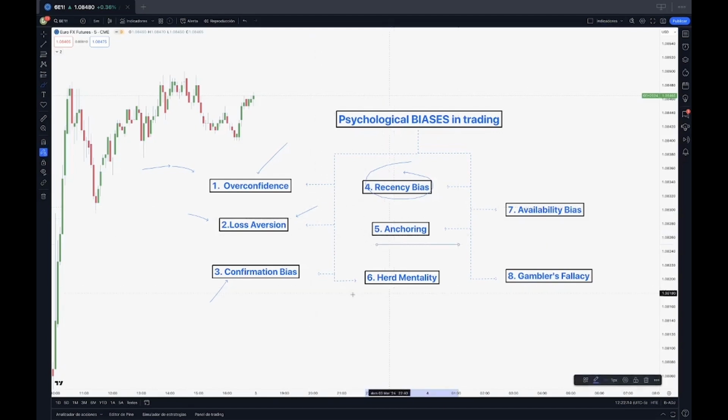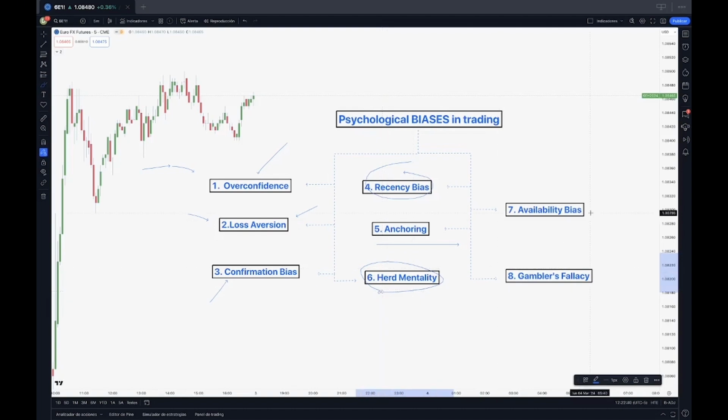Then we have, in the sixth place, herd mentality. Following the crowd or making decisions based on sentiment without conducting independent analysis can lead to poor trading decisions. This is also considered like the FOMO, the fear of missing out on a movement. So it's not recommended to make decisions under this bias.